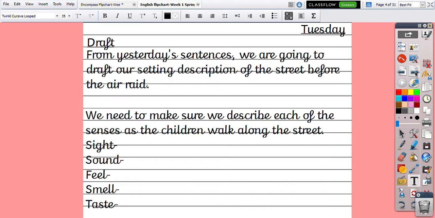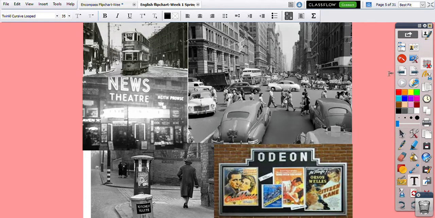And a really good way to do this is using our senses. So I would like you to write sight, sound, feeling, smell and taste in your book, please. And then next to each sense, when you have a look at these images that we used yesterday, I want you to fill in some words and phrases or even sentences if you're challenging for platinum for each of the senses.